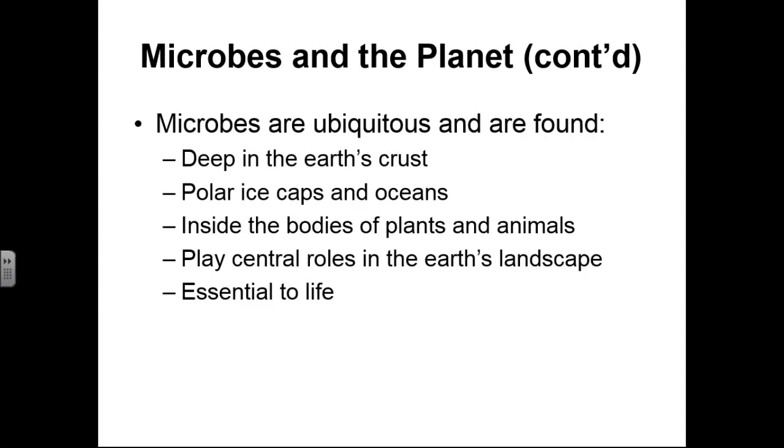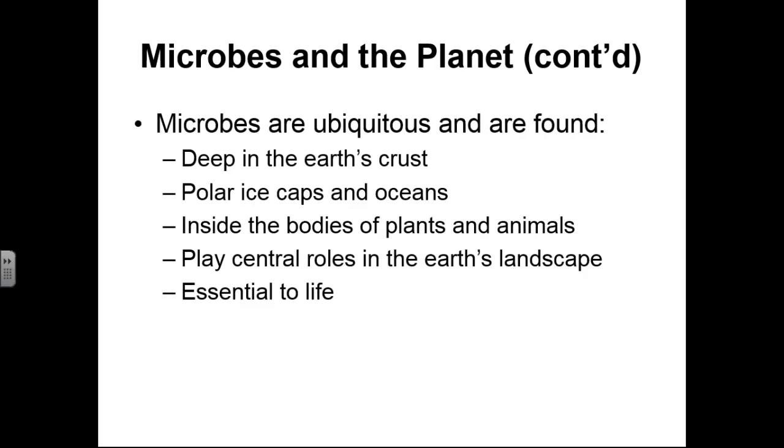Microbes are ubiquitous. They're found deep in the Earth's crust, underneath polar ice caps, inside of bodies of plants and animals. It's actually recently estimated that we as human beings have 10 bacterial cells in our body for every one human cell in our body. Don't quote me on the numbers, but a disturbingly large fraction of our body's mass is actually bacterial mass. And if we removed all of our bacteria from our bodies, we would lose a lot of weight. We'd also probably die pretty quickly too. We need those bacteria to stay alive.